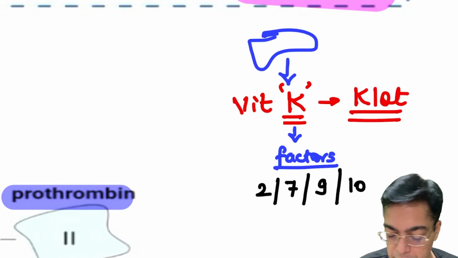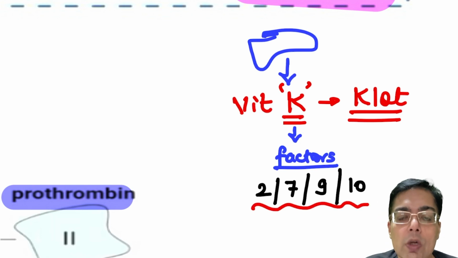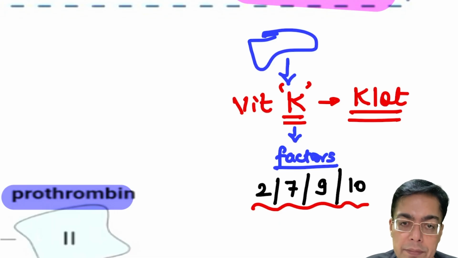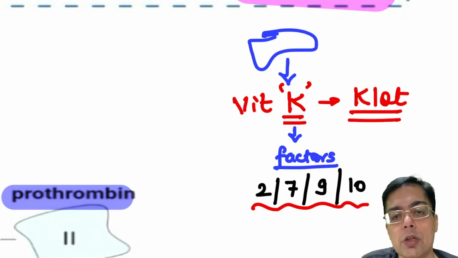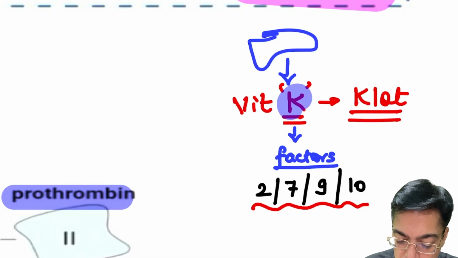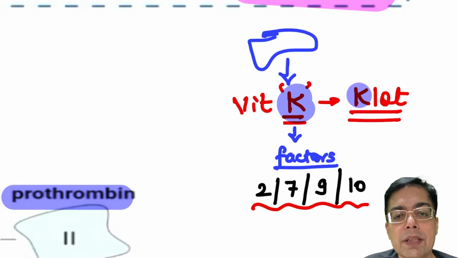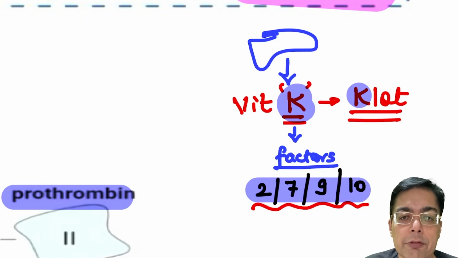and factor 10. So, please understand that these clotting factors are given the name of the vitamin K dependent clotting factors, factors 2, 7, 9 and 10. What is the importance? For their activation, factors 2, 7, 9 and 10 require a gamma carboxylation reaction. And for that gamma carboxylation reaction to take place, a very, very important role is played by vitamin K. So vitamin K is required for clot formation, and these factors are given the name of vitamin K dependent clotting factors.